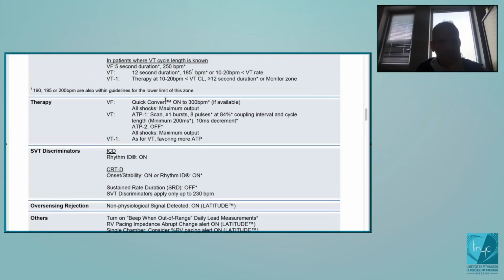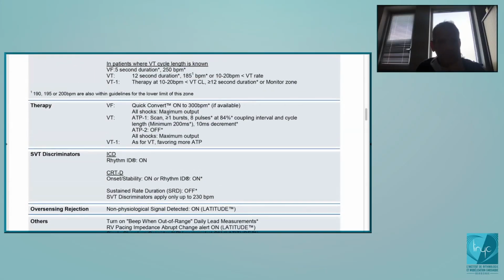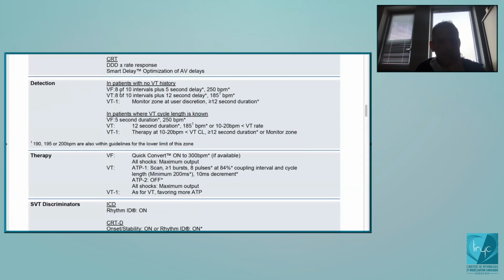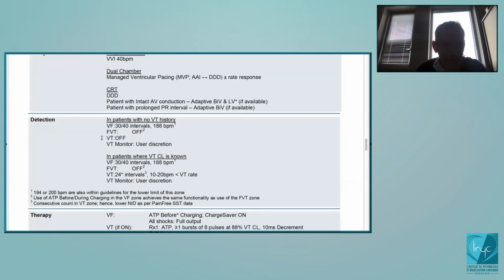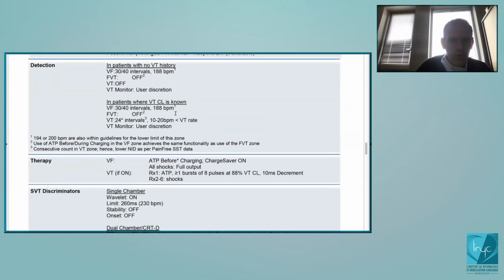Since in Boston, you will have two zones for the same patients, in primary prevention. You see the zone here, one VT zone, 185 up to 250 beats per minute, and then one VF zone. So two zones for all the other competitors, and just one zone for Medtronic. And there are reasons for this specific programming in Medtronic devices.